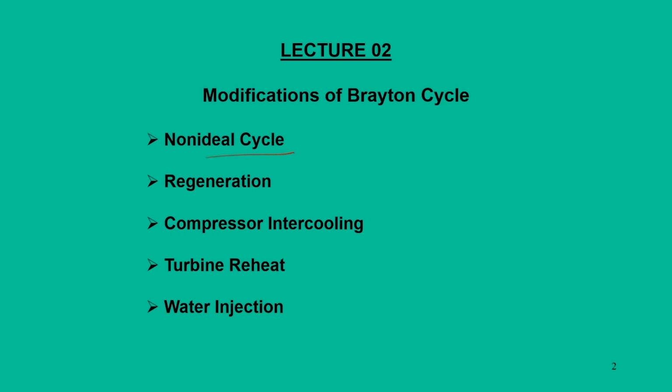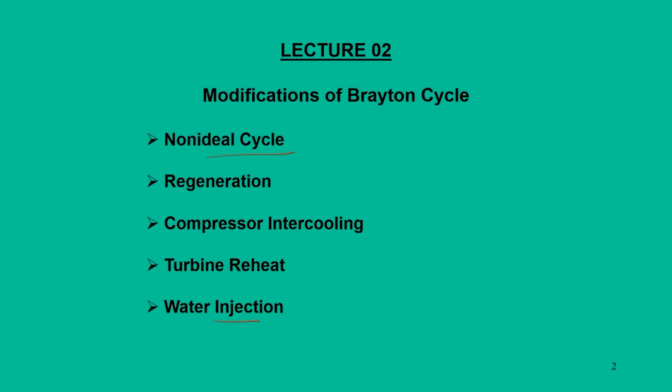Now, the sources of non-idealness: a cycle needs to be operated through regeneration mode. There has to be intercooling, which is required at the compressor end. We also expect that gases are expanded at much higher temperatures, so that is the reason we require turbine reheat. Another way of improving cycle efficiency and work output is through water injection.